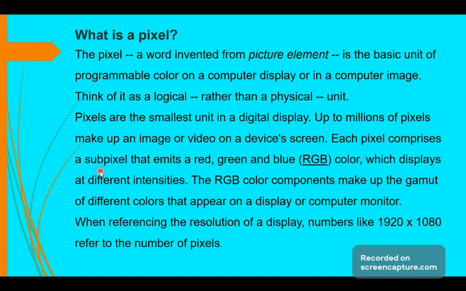Each pixel comprises subpixels that emit red, green, and blue color, which display at different intensities. The RGB color components make up the gamut of colors that appears on a screen or display monitor. When referencing the resolution of a display, numbers like 1920 x 1080 refer to the number of pixels.